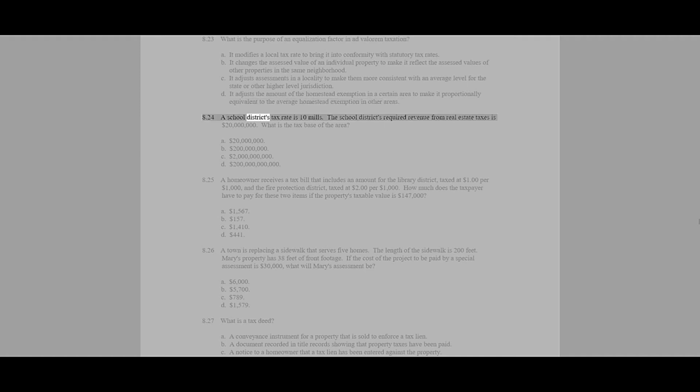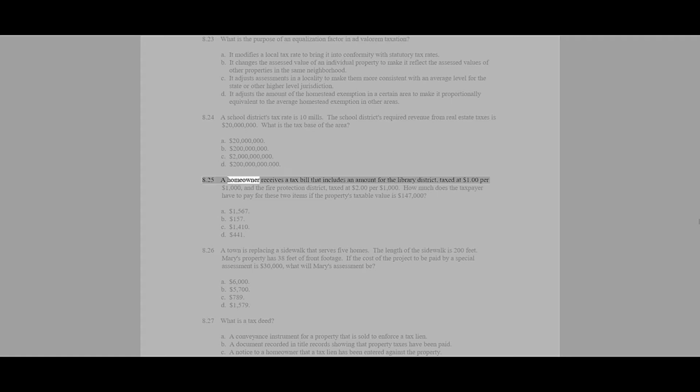8.24 A school district's tax rate is 10 mils. The school district's required revenue from real estate taxes is $20 million. What is the tax base of the area? A. $20 million. B. $200 million. C. $2 billion. D. $200 billion.